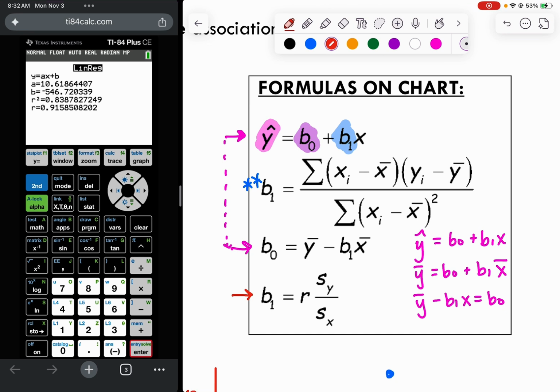But if they do give you the average of the x's, the average of the y's, and the standard deviations, note that you use the bottom formula here to solve for your slope. You can then go back and find your y-intercept by using the average of the x's and the average of the y's with the slope together.